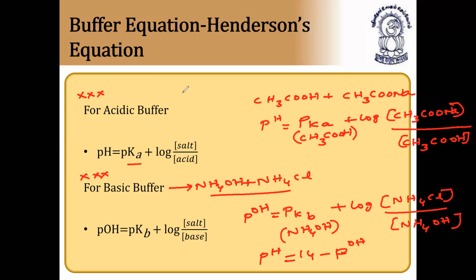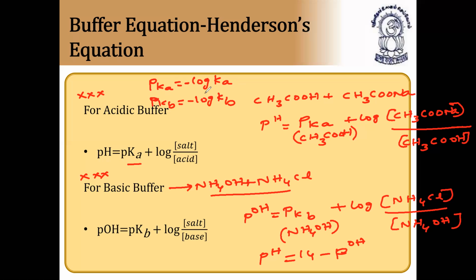One more important point, how to find pK. pKa is equal to minus log Ka, because sometimes they'll give Ka values to find pKa. Similarly, pKb is equal to minus log Kb. So in this way, you'll find pKa and pKb. Very, very important. Once you find this, you'll get the answer easily.